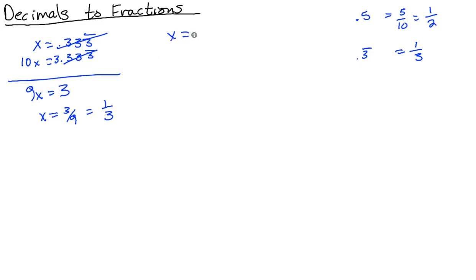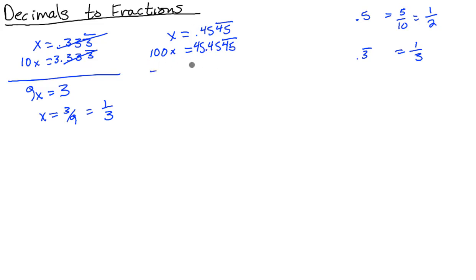What about x equals 0.4545 forever and ever, like that? Well, in this case, in order to use a second equation to cancel all those out, we'd have to times by 100. So we take 100x, and that equals 45.45 on forever. Like that.